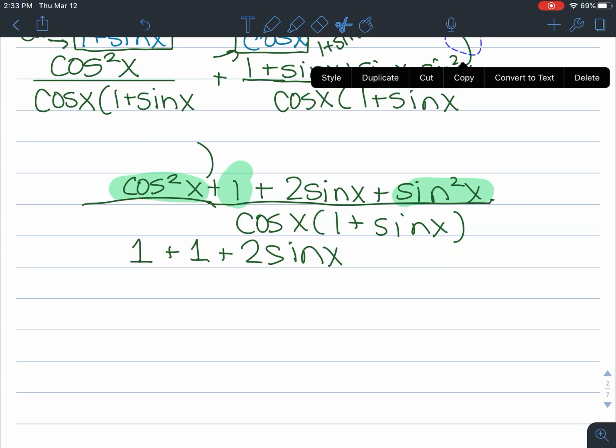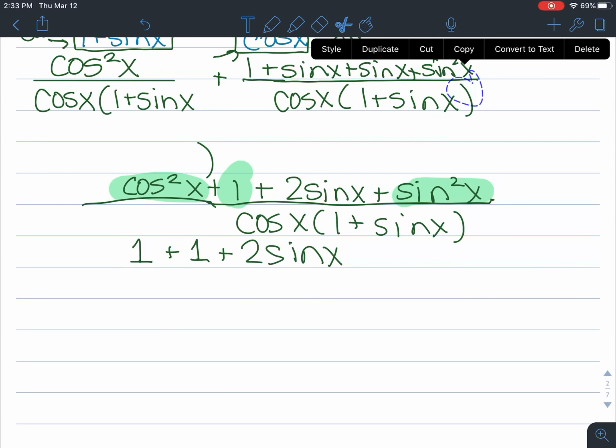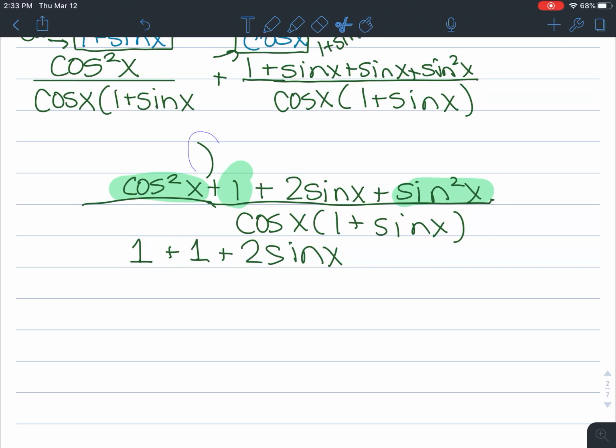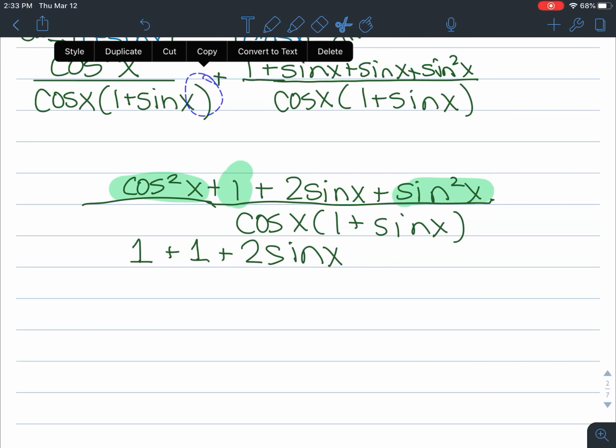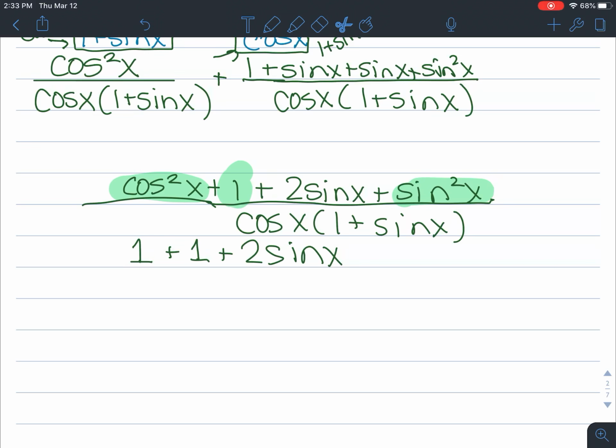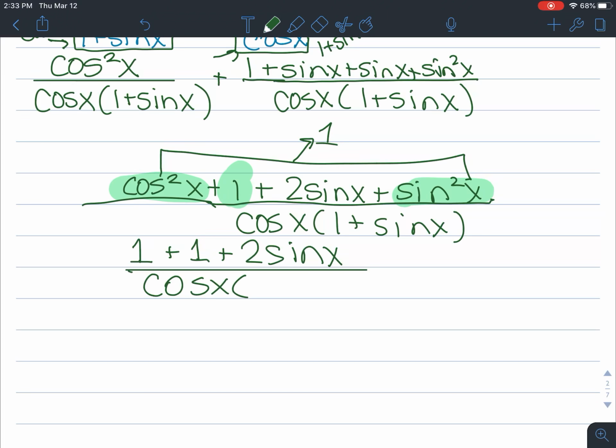Get you back up there. Not quite so far. Get you back up here. There we go. So if you have a sine squared and a cosine squared that you're going to say equals 1, this would be helpful. And that way I know that you know where the extra 1 came from. Okay, I'm going to continue with my same denominator. Cosine x times 1 plus sine x.